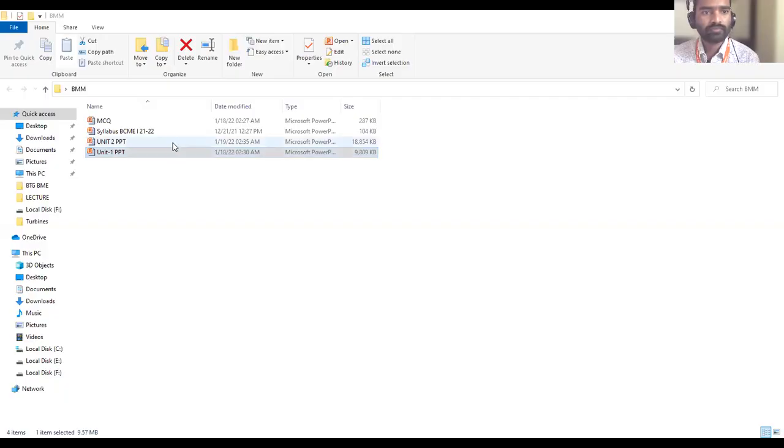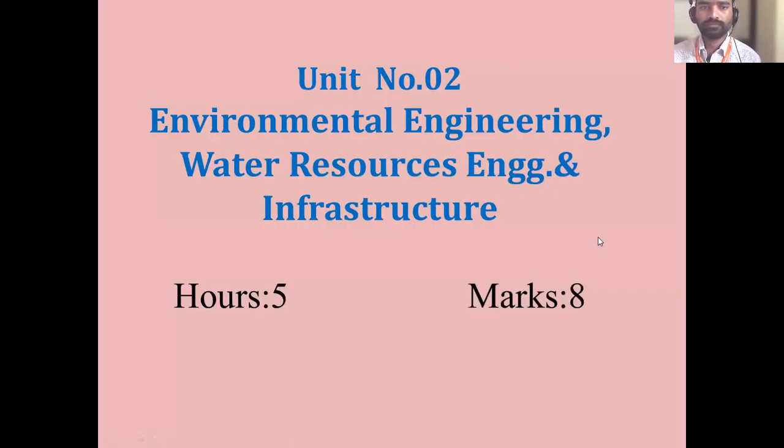So now we will start the next chapter, that is chapter number 2. Now is it visible? Yes, sir. Is it in slideshow or window mode? Slideshow here. Window now. Yes, sir. What is there in the slideshow? Unit number two. Yes, okay.